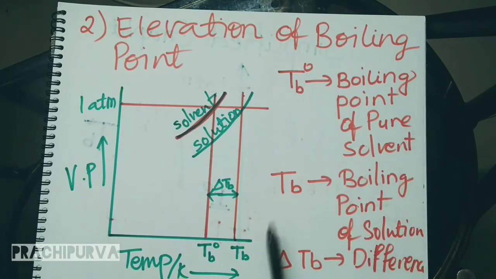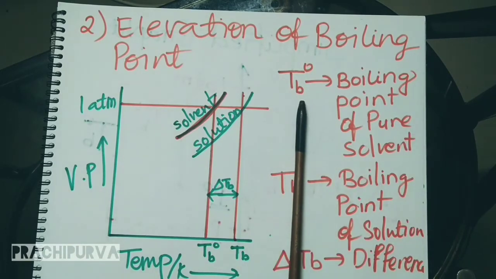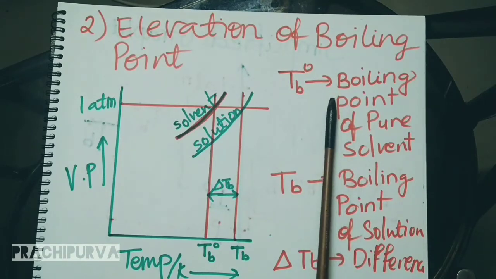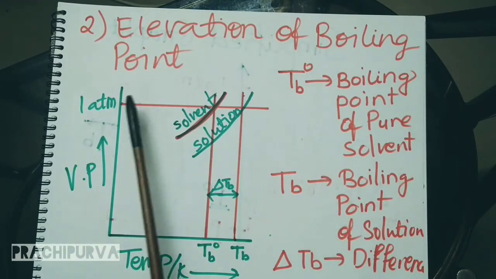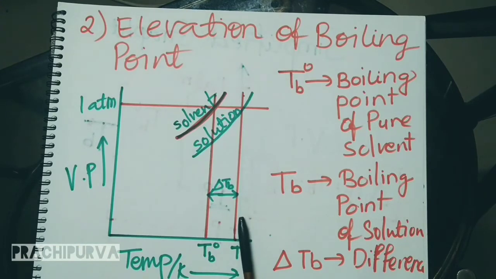What does that mean? Suppose I'm talking about salted water. So what is the boiling point of pure water? What is the boiling point after adding salt to it, and the difference between their boiling points? So this we are going to learn. So this graph is given in the NCERT. So let's try to understand by this. Before that we have to understand what is boiling point.